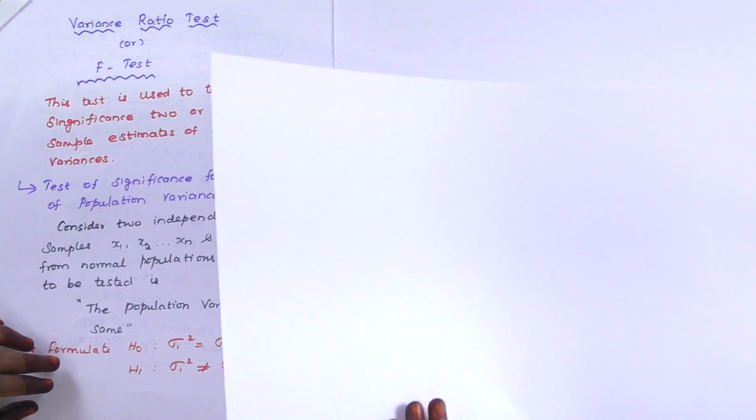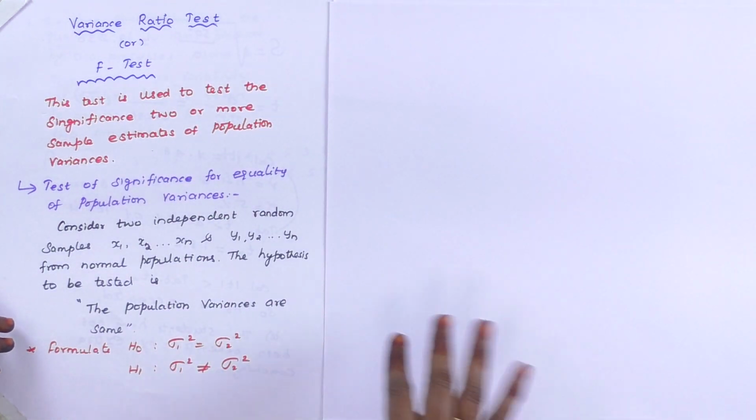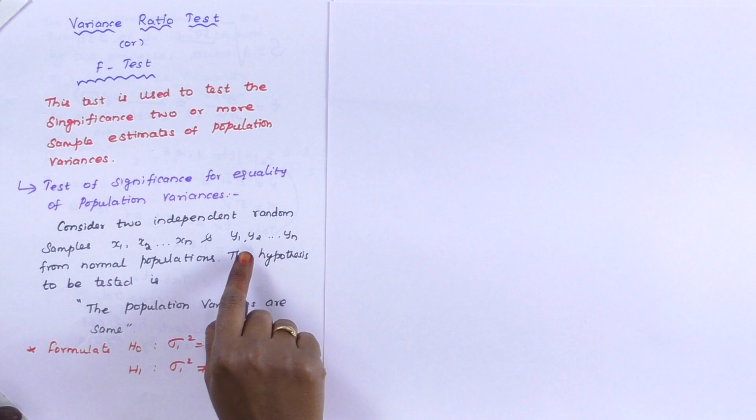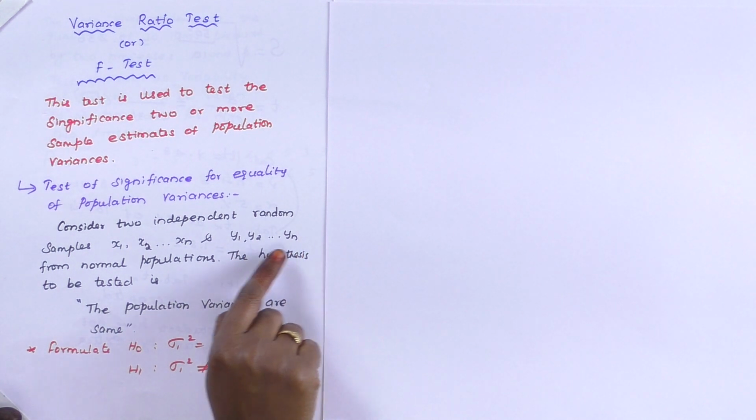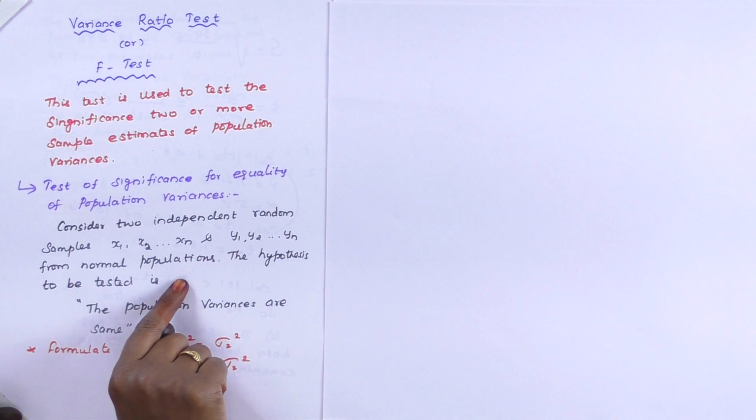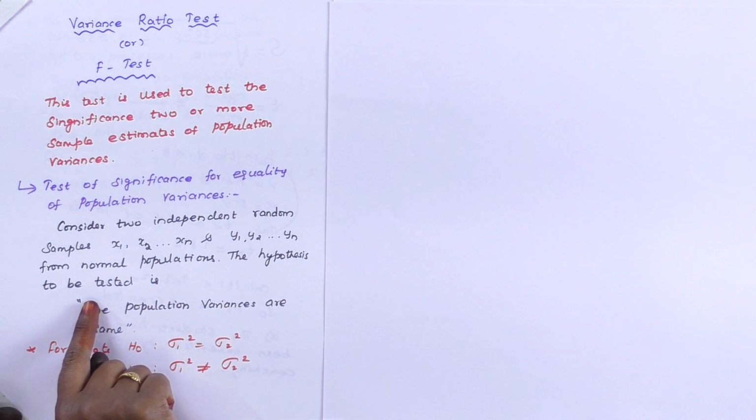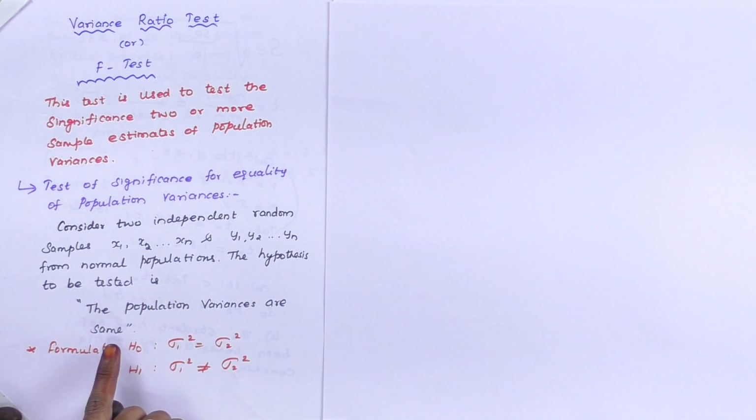Consider two independent random samples x1, x2, etc., xn and y1, y2, etc., yn, drawn from normal populations. Then the hypothesis to be tested is that the population variances are equal. Next we formulate the null and alternative hypotheses. That is, H0 is sigma1 square equals sigma2 square, and H1 is sigma1 square is not equal to sigma2 square.